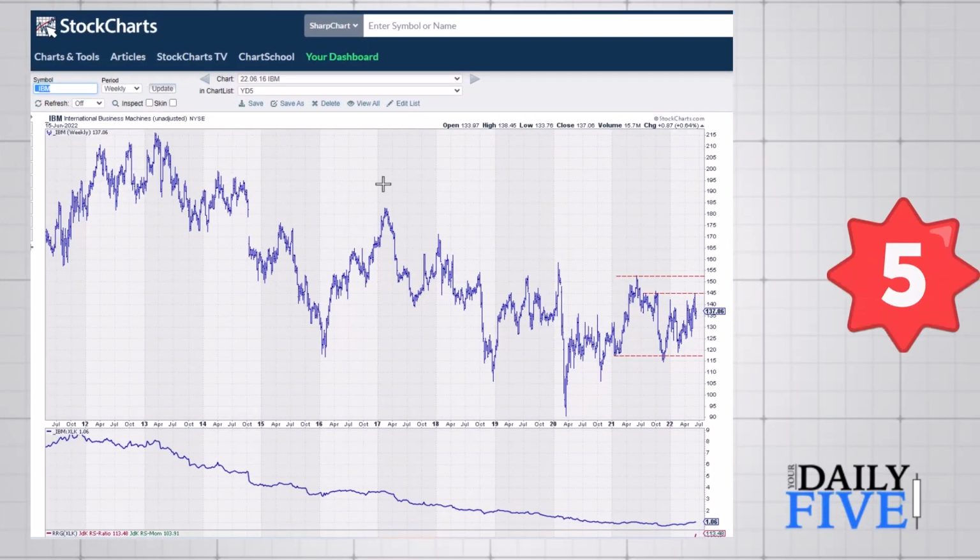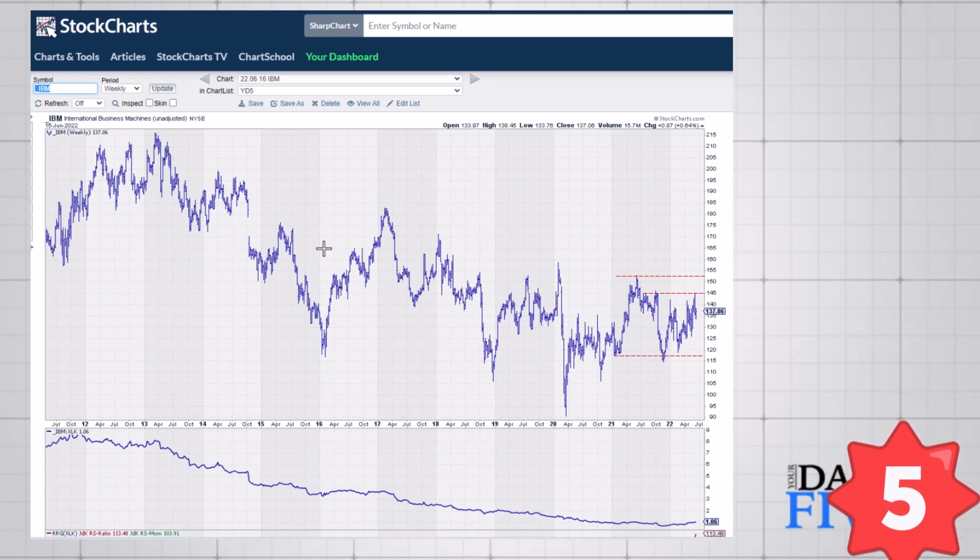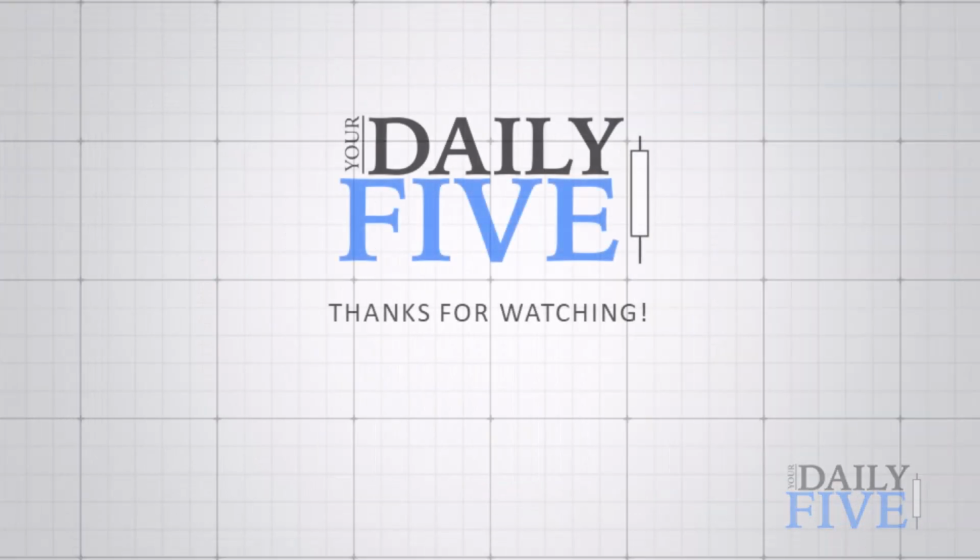It's not a super strong uptrend, but it's holding up very well, where all the other tech stocks are dropping like a stone. If IBM is able to take out these overhead resistance levels around 145 and 157.5, I think there is upside for IBM to be gained, and definitely on a relative basis, IBM is the strongest stock inside the technology sector. And that concludes your Daily 5 for today.